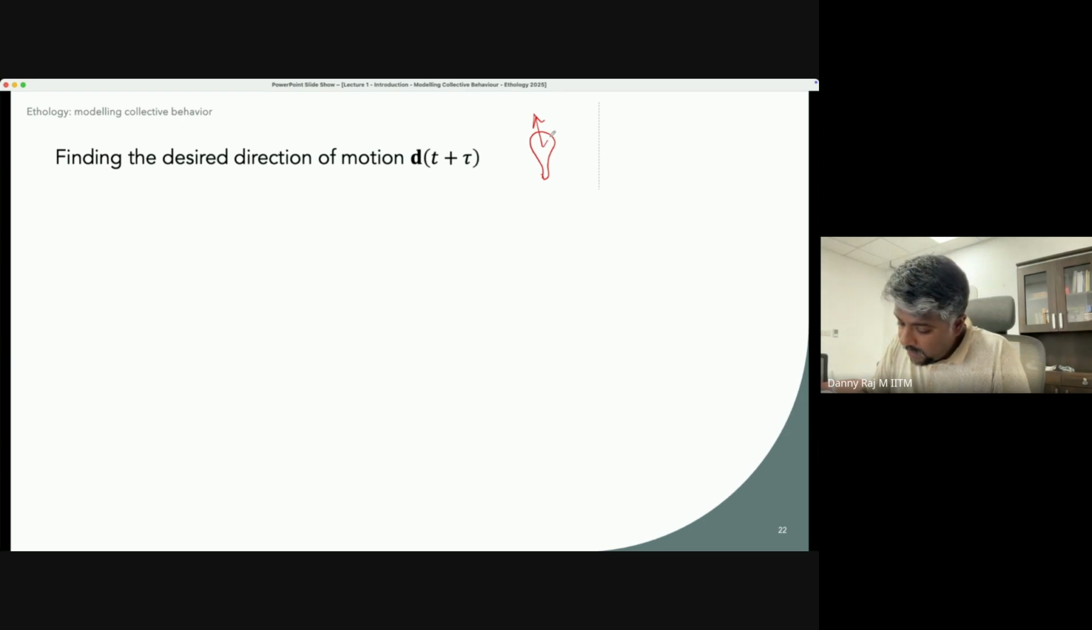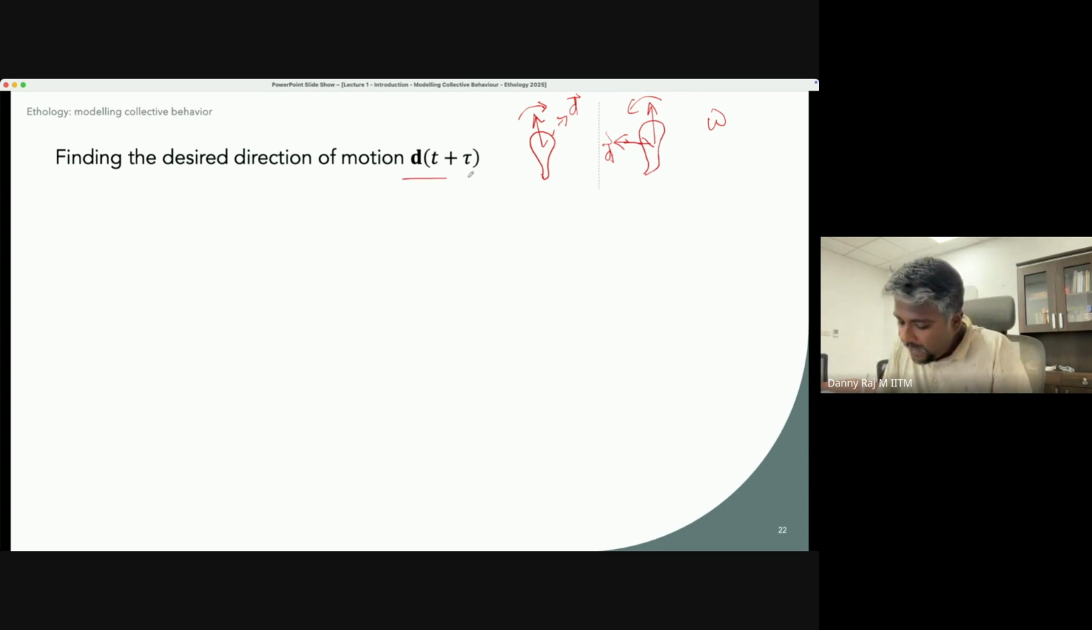Now let's say you find out that this is your D. What will this fish do at this instant of time, this agent? It has to turn this direction. And the same agent, if it finds out, let's say, that this is D, what will it do? It will try to turn with a constant rate omega. All right, you got the idea.